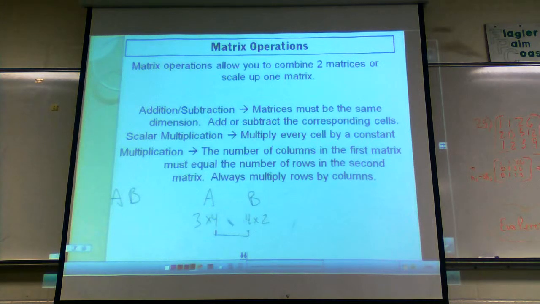And if you remember, these two numbers tell you what the result's going to become. So if I had A being a 3 by 4, and B being a 4 by 2, after I multiply them, A times B is going to become a 3 by 2. Okay? Remember, the way you do it is you do the rows in the first one times the columns in the second.